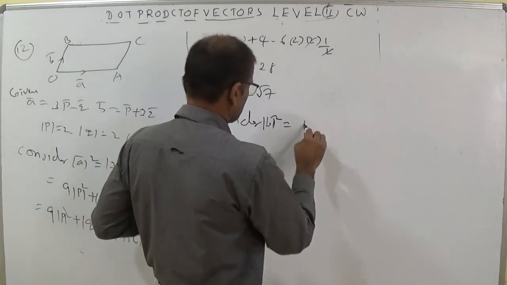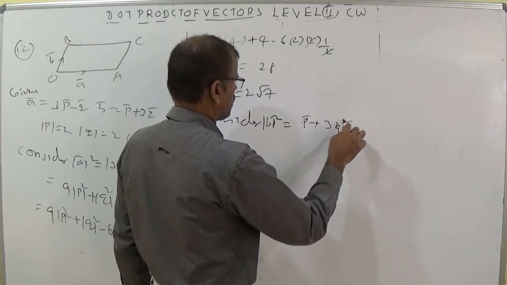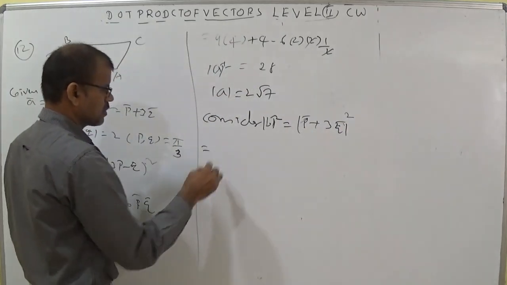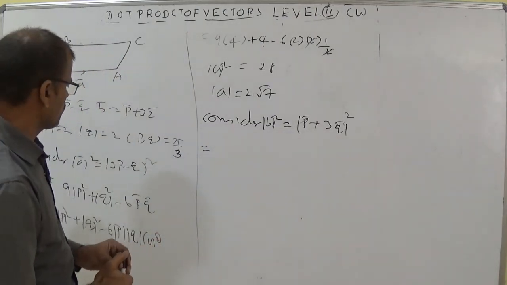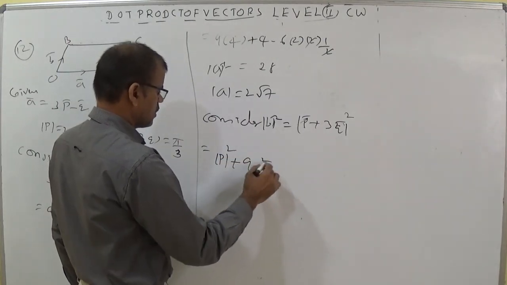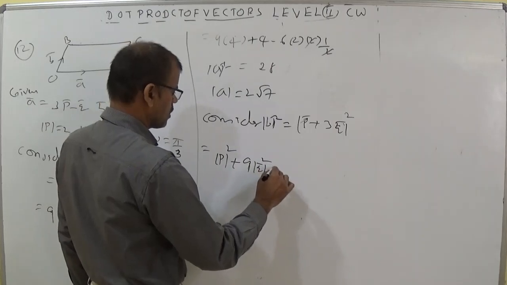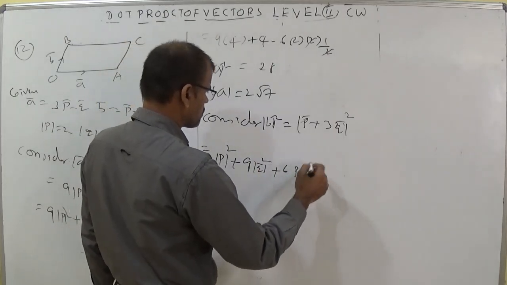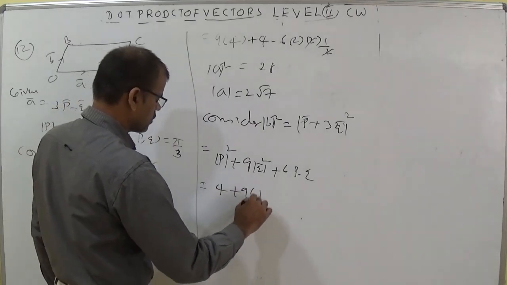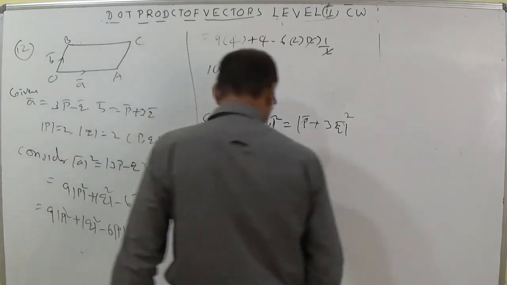Calculate mod B square. So consider mod B square here, P bar plus 3Q bar whole square. Using the formula A plus B whole square, you write here mod P square plus 9 into mod Q square plus 6P dot Q. What is the value of P square? 4 plus 9 into, this is also 4, plus 6 into mod P into mod Q into cos theta.